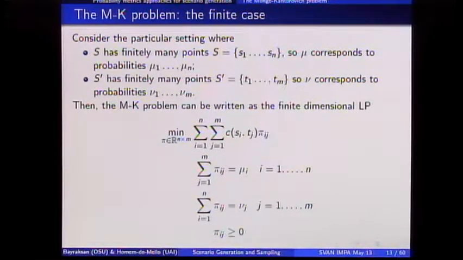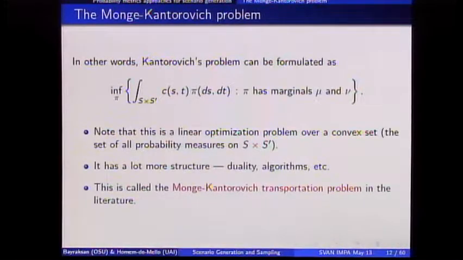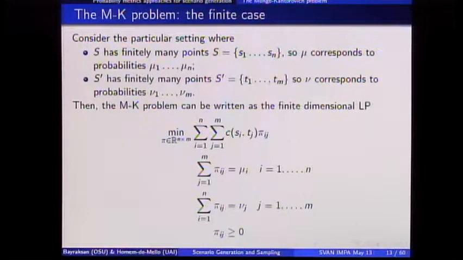So this Monge-Kantorovich problem can just be written this way. Instead of an integral of c times pi, it becomes just the sum of c for every scenario in S and every scenario in S prime, times the P_ij. Now we have just a matrix P_ij, giving the probability of going from any point in S to any point in S prime.